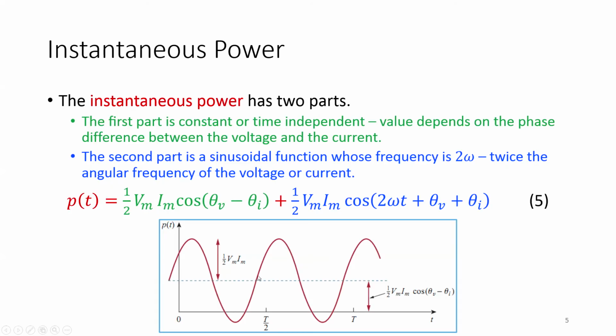For example, if we see this waveform, for this smaller portion, the instantaneous power is negative, which means that power is fed back from the load to the source. Whereas for this whole positive portion of the waveform, it means that the power is traveling from the source towards the load.